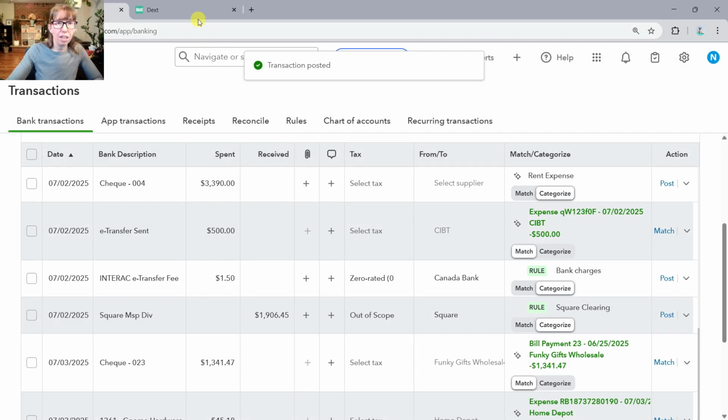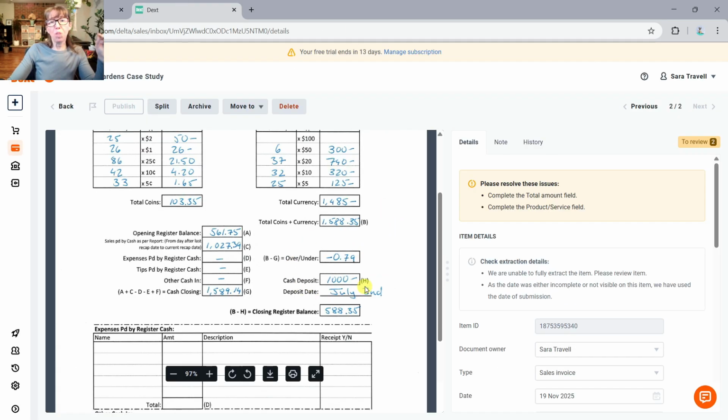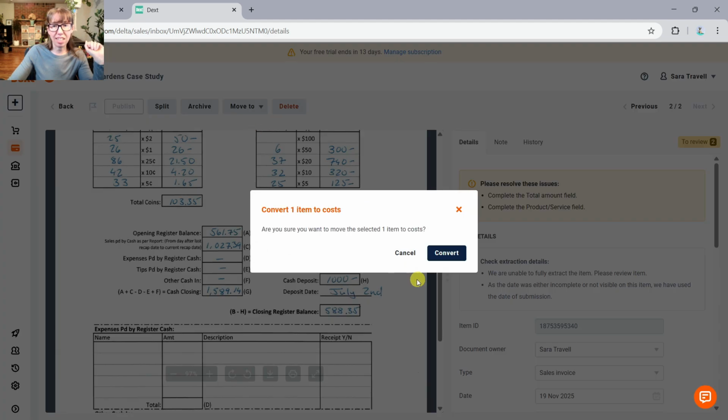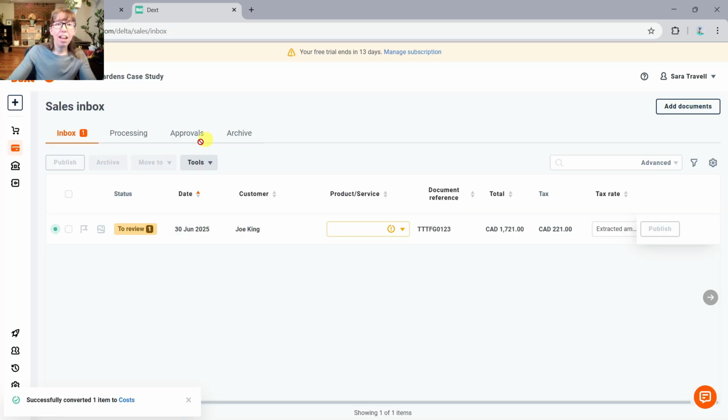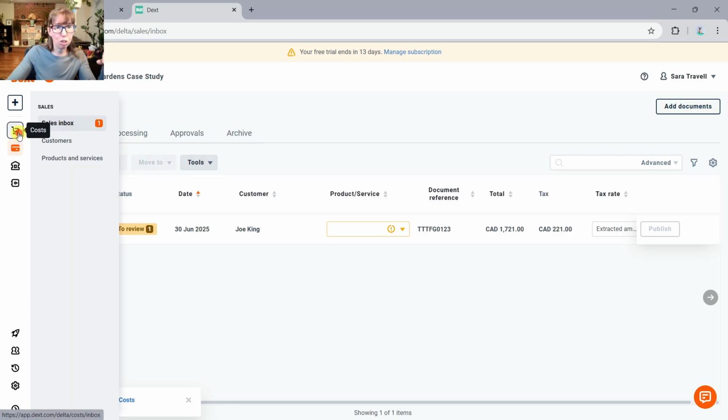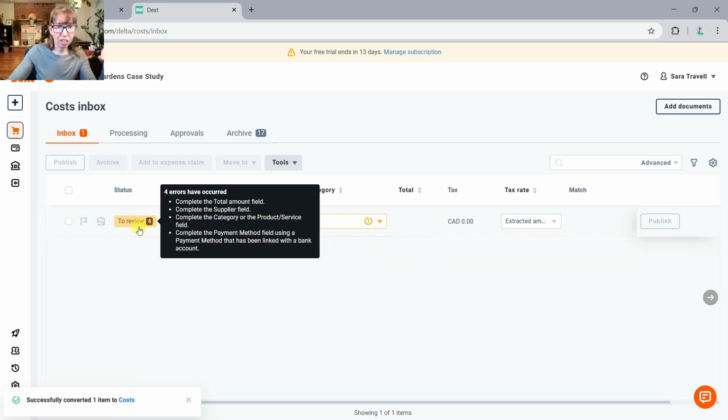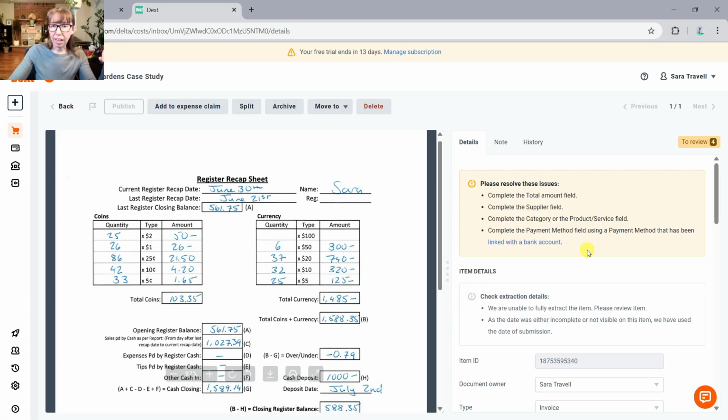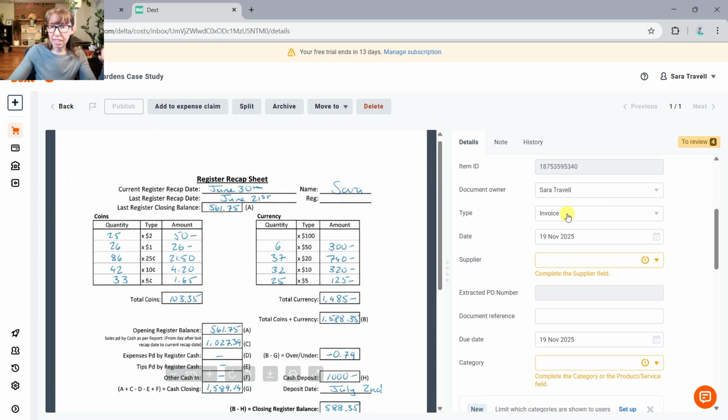Excellent. So let's go back over to Dext. We've put that cash deposit in. Next, what we need to do is put in the over/under expense. Now we are, if you remember, in the sales, and if I want to enter an expense, I can actually move this document from sales to the costs section. So now I'm in the costs, well, I've moved it to the cost section. Let me go over to costs. Here it is in the cost section. Let's pull it up. And I'm going to come here and I'm going to say that it's not an invoice.